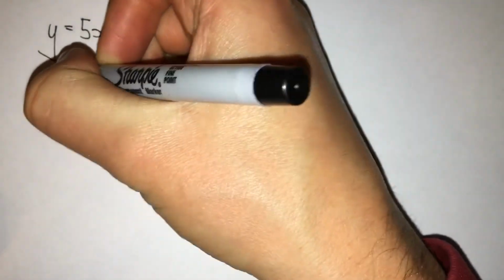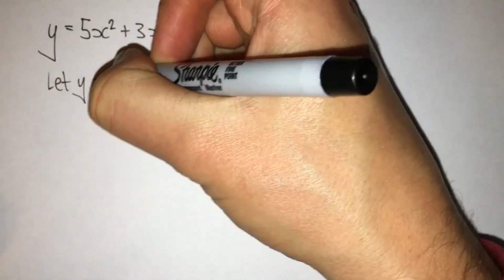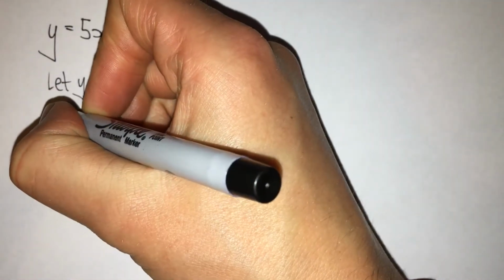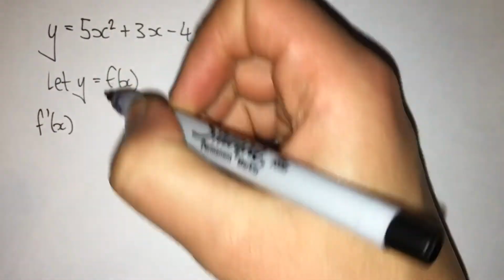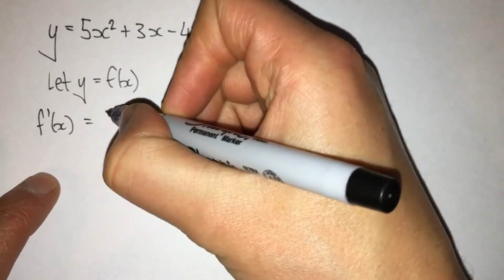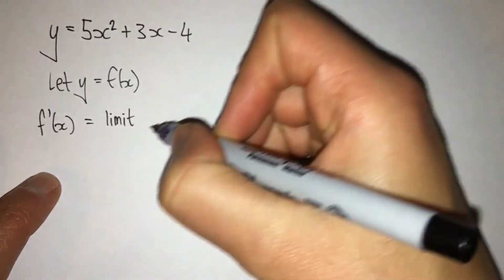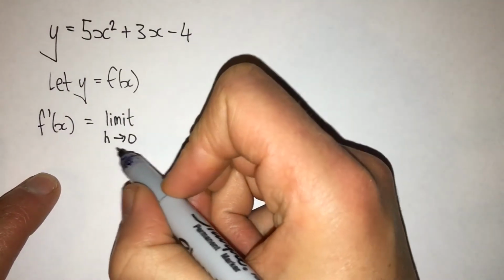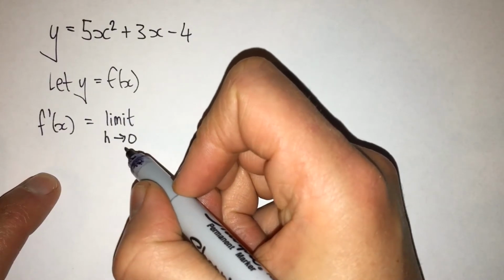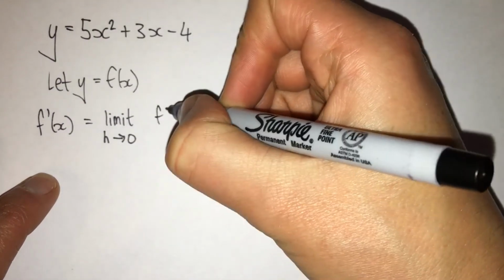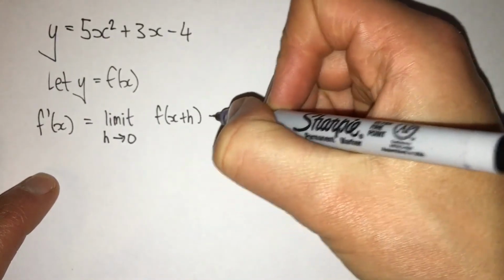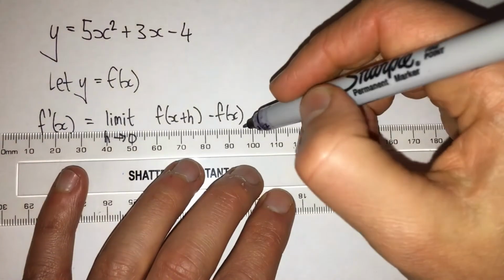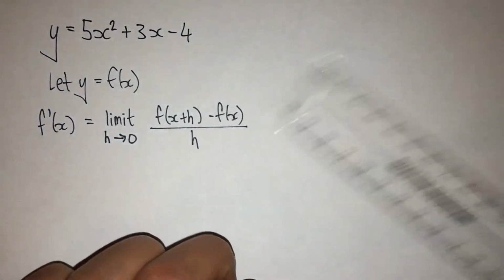Now the first thing I'm going to do is say let y equals f of x, because I'm more familiar with this terminology. And then the derivative, that is f dashed of x, the gradient function, is given by the limit as h tends to 0, that is, h is getting smaller and smaller and smaller, of f of x plus h minus f of x all over h. Remember, that gives us the gradient.